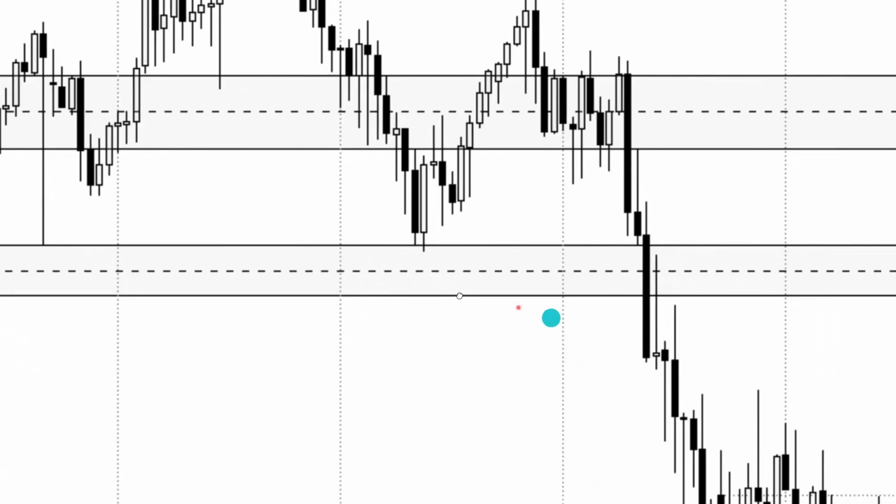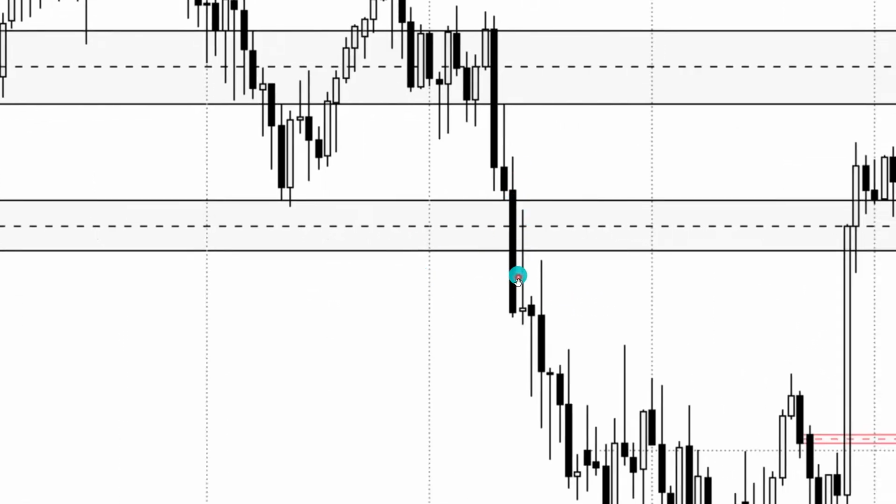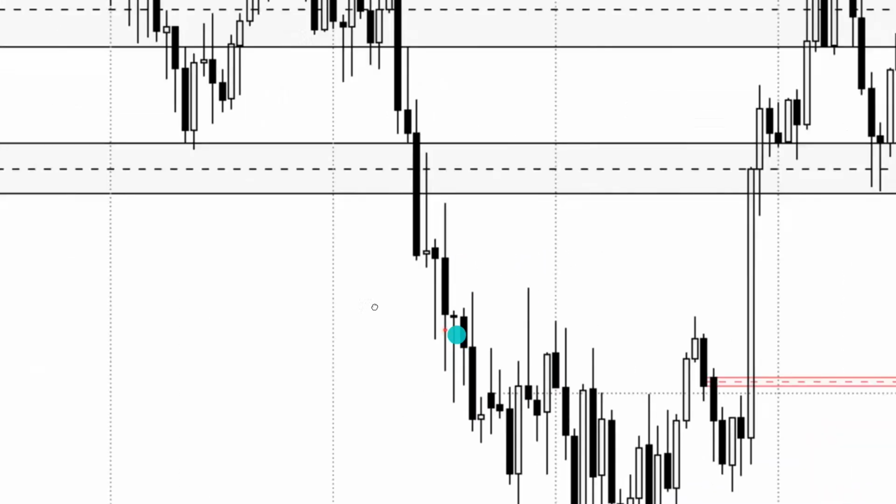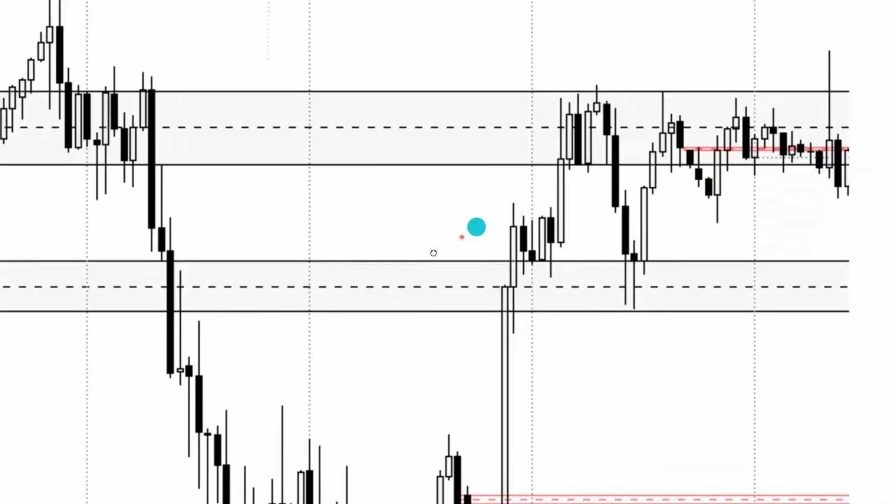You can see here, as price broke through this new week opening gap, it only wicked through this new week opening gap. It did not even close above the lower range, telling you that price is most likely to continue going lower. So you use the new week opening gap to read strength in price.